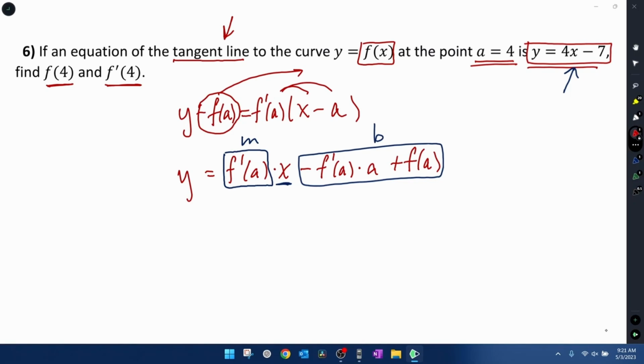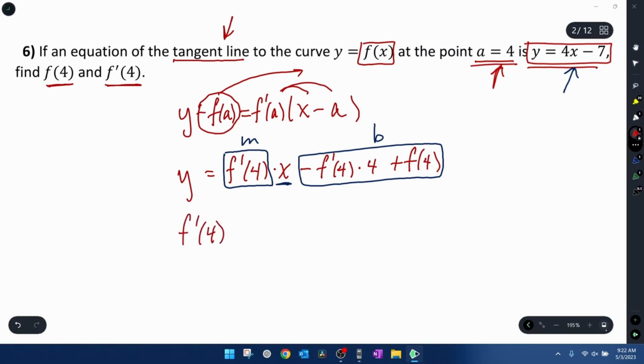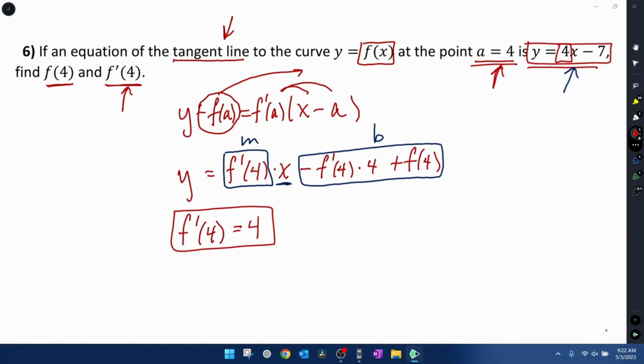So we can say that, first of all, every a in this situation can be replaced with 4. That's what our value is. And then we can say f prime of 4, which is the slope of our equation, is 4. Notice that that is one of the pieces they ask us to find. F prime of 4, that's done.